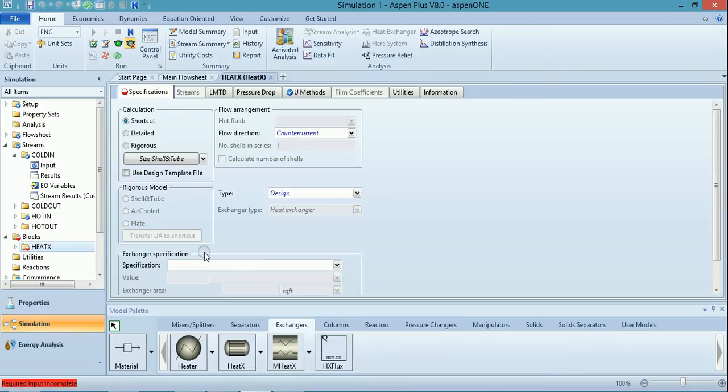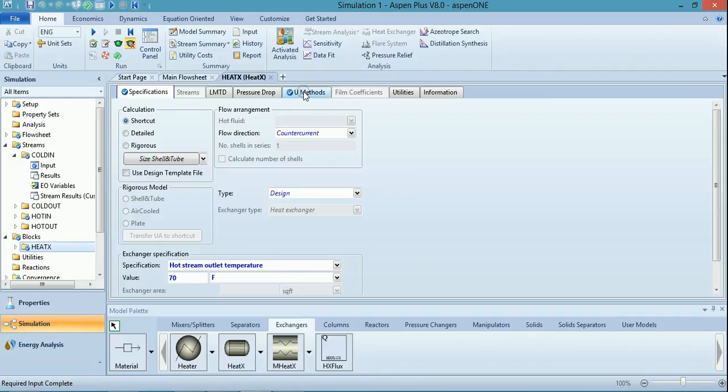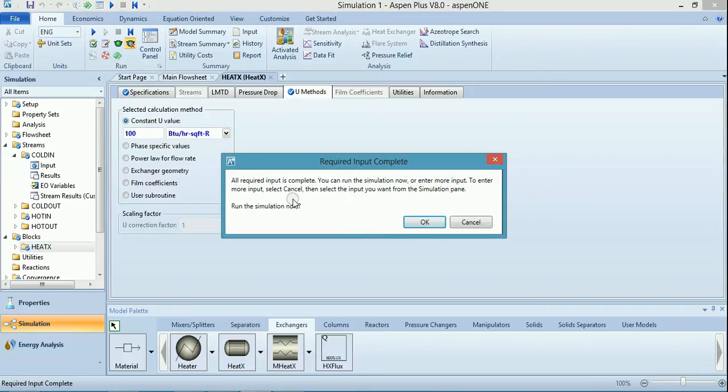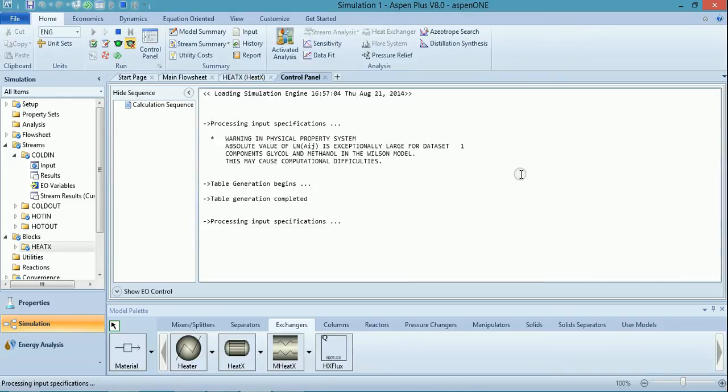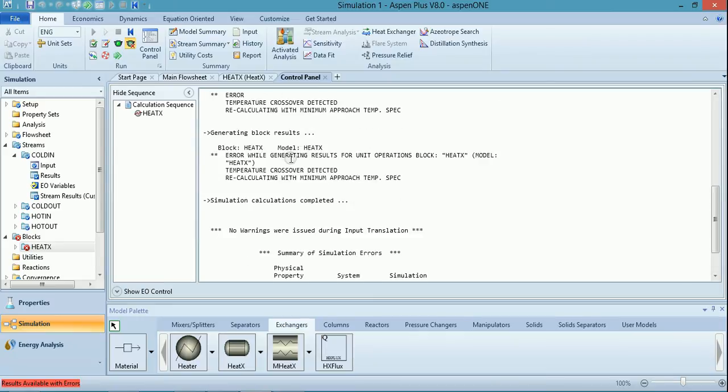Now we move on to the blocks. We've got the HeatX as our only block. Let's look at the question. It says that the outlet temperature desired for the hot stream is 70 degrees Fahrenheit. So that is what we have to specify out here. Hot stream outlet temperature 70 degrees Fahrenheit. Right. And the overall heat transfer coefficient is given as 100 BTU per hour per feet square degree Rankine. We also have to enter that here under the U methods. We take a constant U value of 100 BTU per hour. Now we click on next.